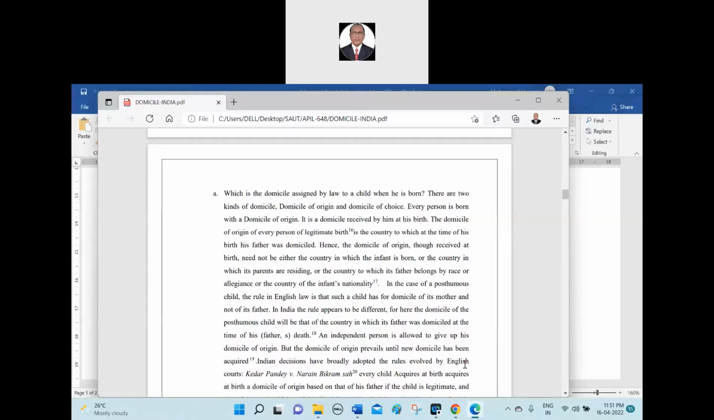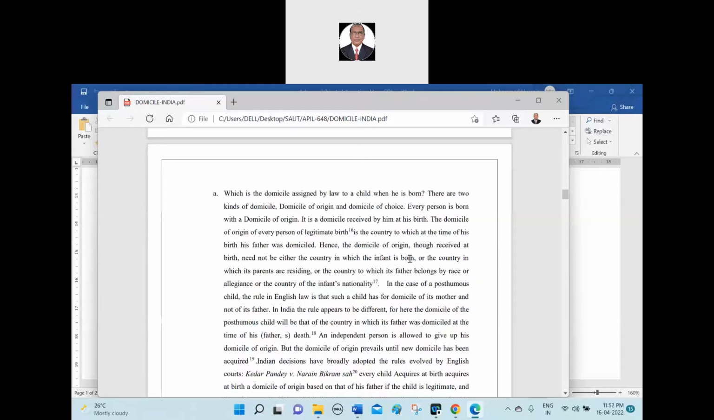If it is a legitimate child, it follows the father's domicile; if illegitimate, the mother's domicile. So every person is born with a domicile of origin. That is the obvious factor. It is a domicile received by him at his birth. For a person of legitimate birth, the domicile of origin is that of his father at the time of the birth. Of course, the question then comes: what was the father's domicile at the time? That domicile comes to the child.